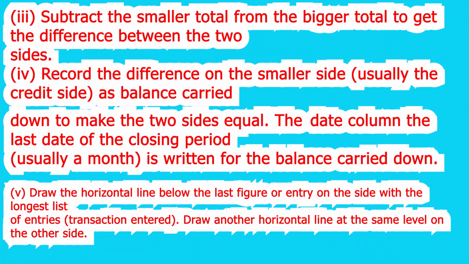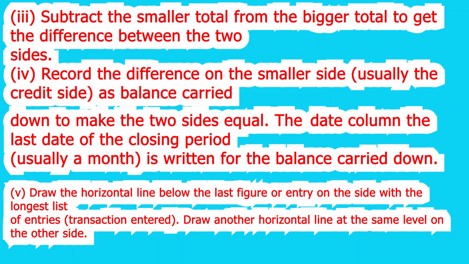Our fourth step: record the difference on the smaller side, usually the credit side, as balance carried down to make the two sides equal. In the date column, the last date of the closing period, usually a month, is written for the balance carried down.